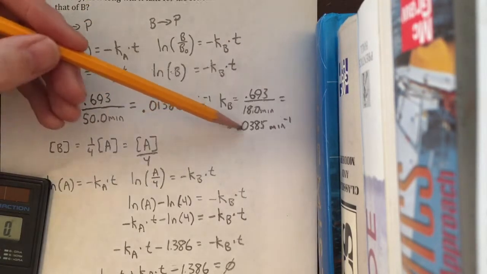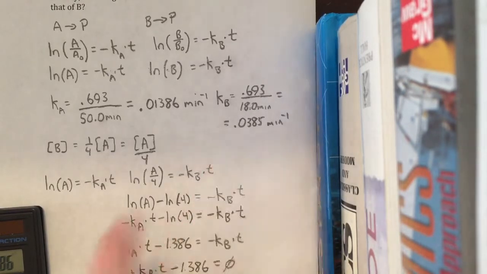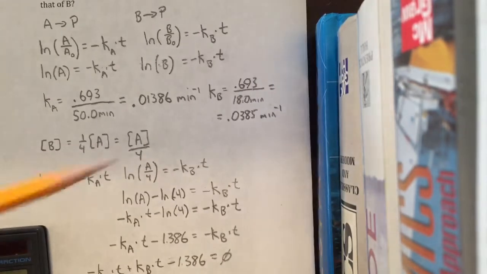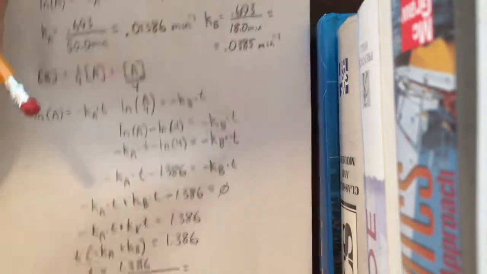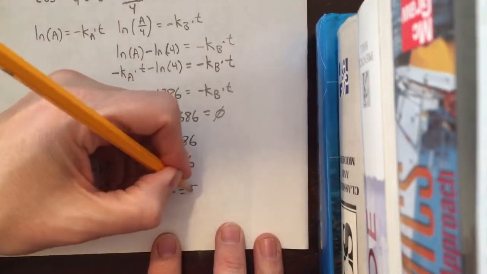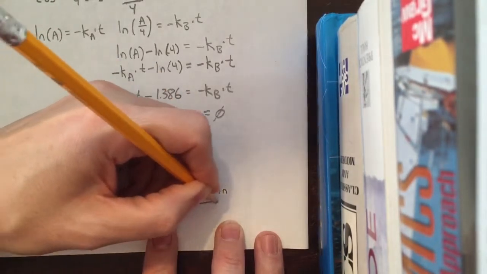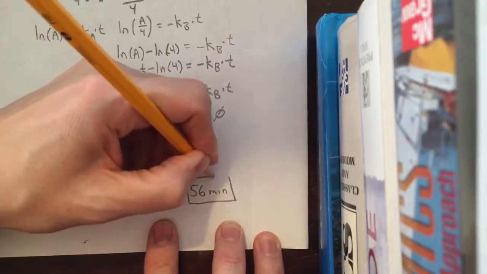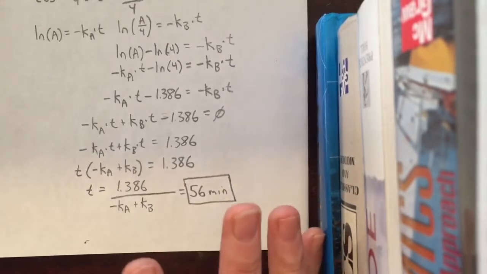0.01386, and we found Kb also. So dividing that by 0.01386, which is a negative number, plus 0.0385. And what do you get? You get 56 minutes. So this comes out to, substituting all of these values in, you get 56 minutes. I'm not going to worry about 3 or 4 sig figs on this one. It's roughly 56 minutes. And so does that answer make sense?